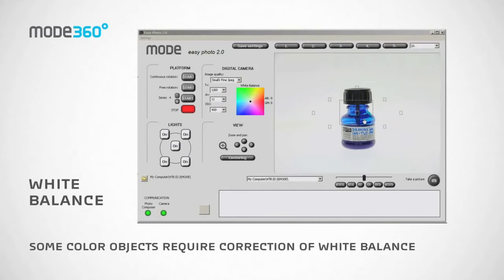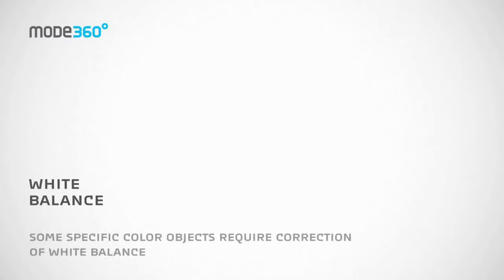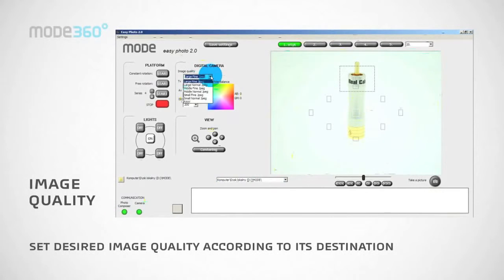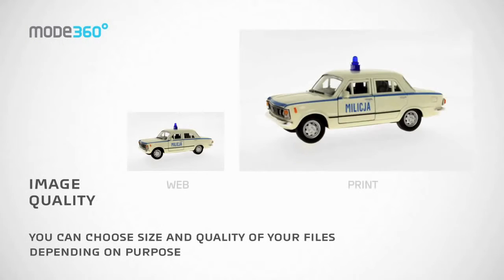Some specific color objects require correction of white balance. Using White Balance Corrector, you can adjust white balance to get the proper rendering of specific color tints. Image quality settings enable you to choose the proper image size and quality depending on the image destination. Choose small image size for web publishing and large for print and pre-press.